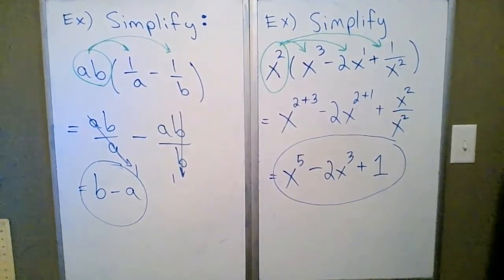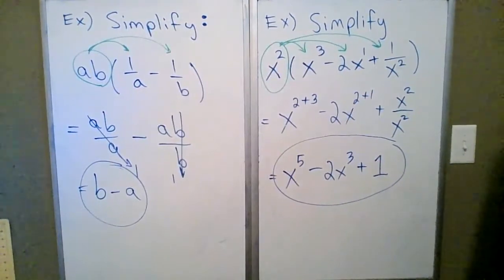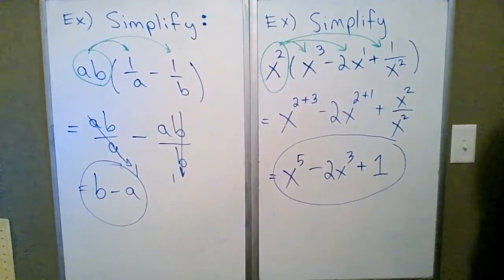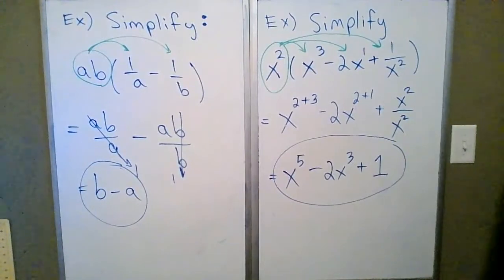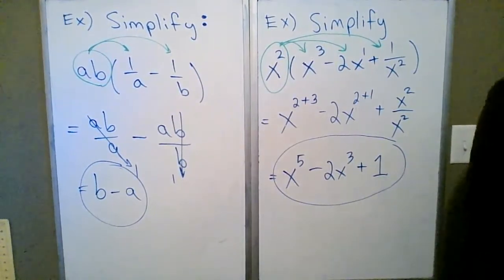Okay, going to look at this where we've got 3x plus 1 and add x minus 2.